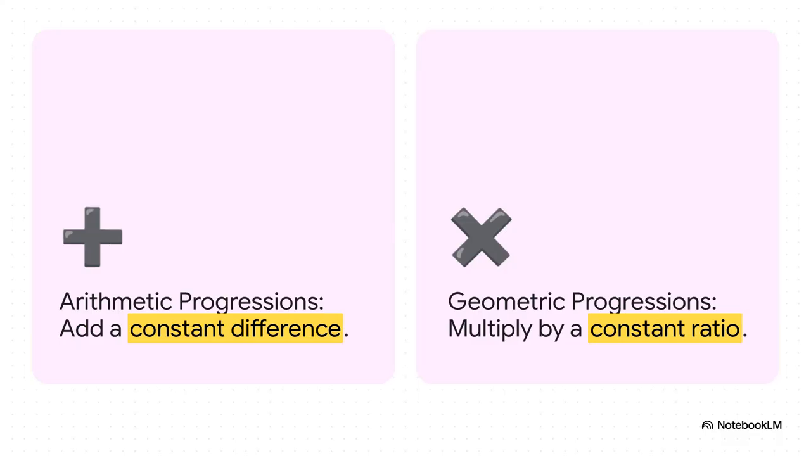And we generally categorize the common ones based on how they grow. Arithmetic progressions grow steadily by adding a constant difference, kind of like walking up a staircase with perfectly even steps. Geometric progressions, on the other hand, multiply by a constant ratio. They scale up or down dramatically, literally like a population that doubles every single year.